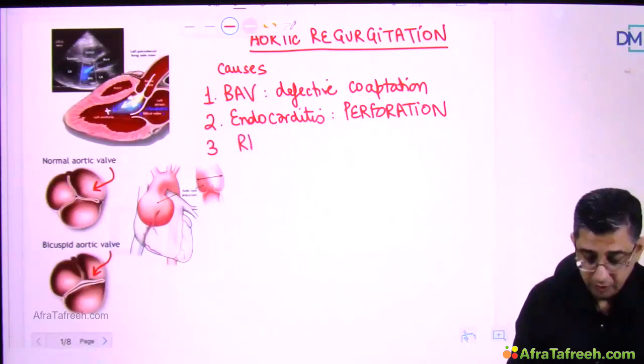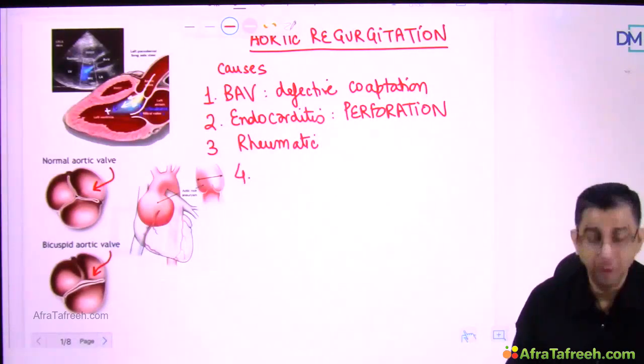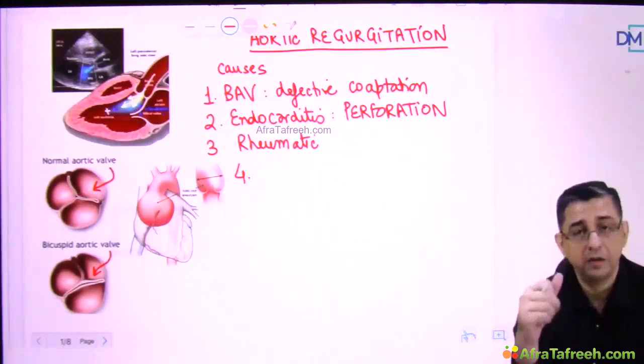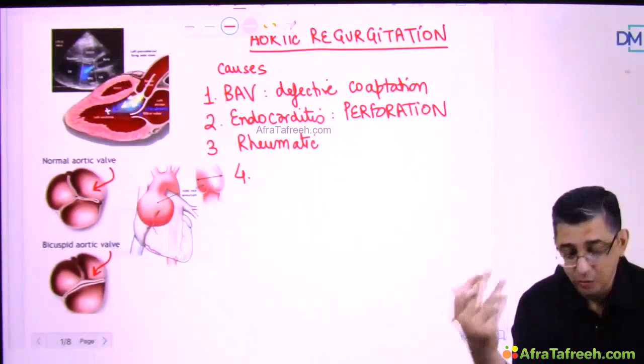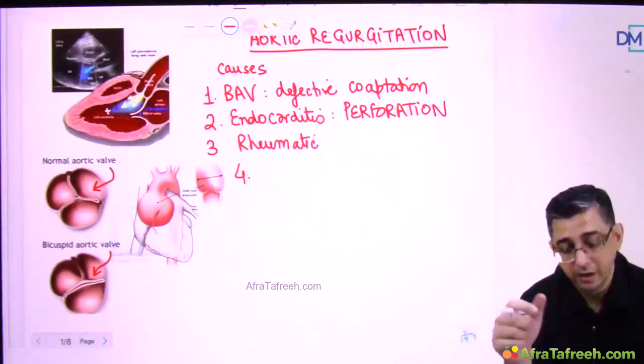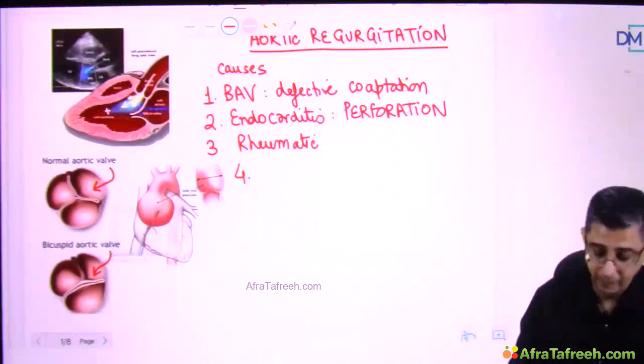Obviously, rheumatic heart disease is common in India, so I'll have to mention it, but the endocarditis component is mainly to be remembered for the acute variety of AR that will develop. Rheumatic will obviously cause a gradual onset process, so there would be scarring of the valve leaflets, and the scarring will result in, again, incompetency of the valves.